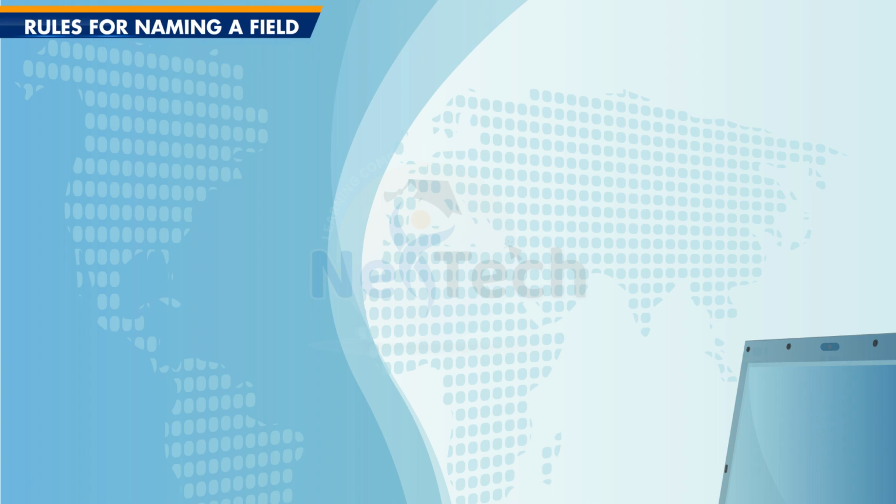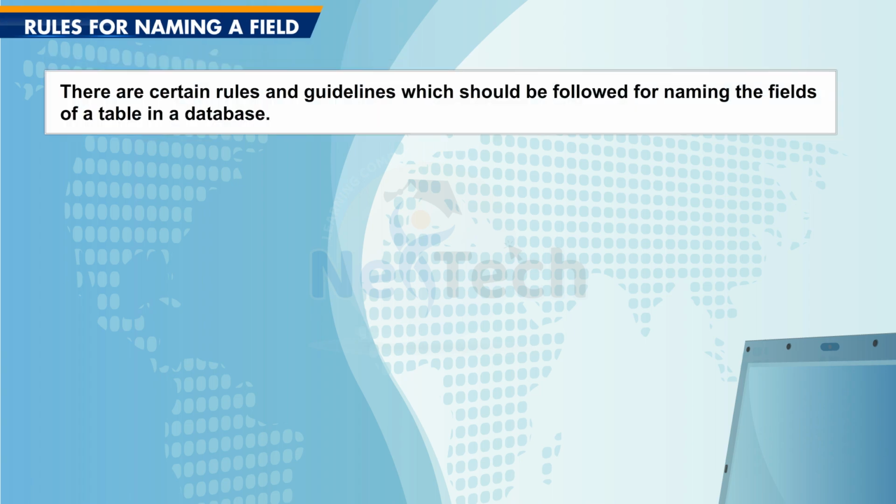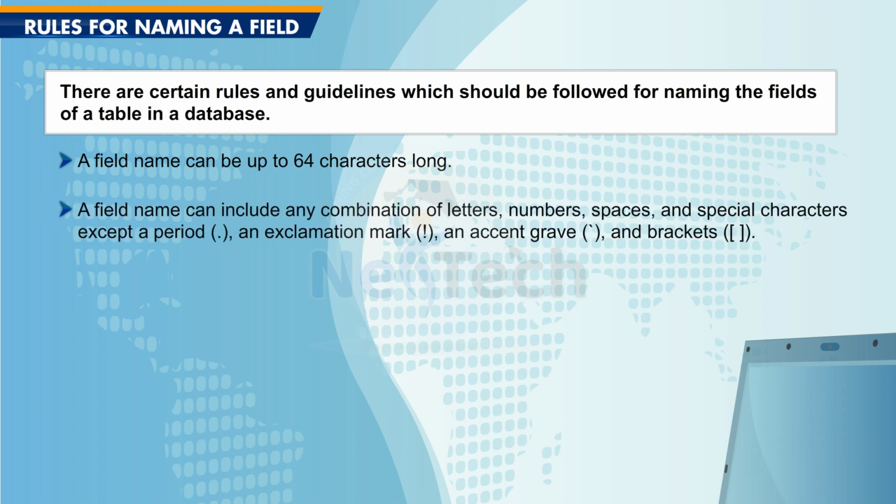Rules for naming a field. There are certain rules and guidelines which should be followed for naming the fields of a table in a database. A field name can be up to 64 characters long. A field name can include any combination of letters, numbers, spaces and special characters except a period, an exclamation point, an accent grave and brackets.